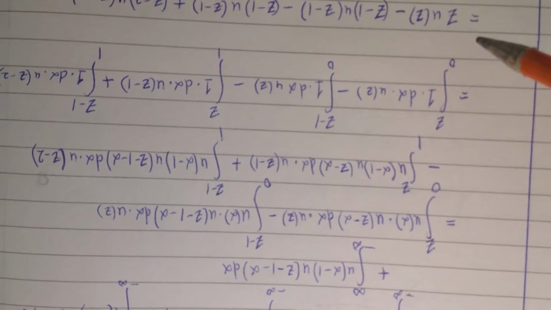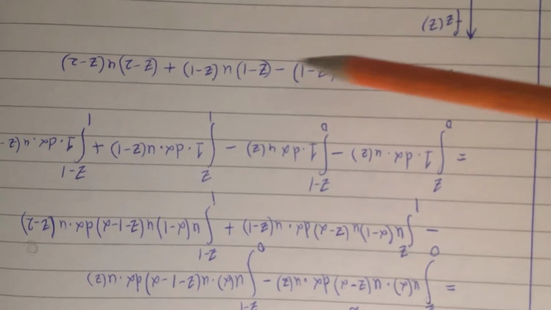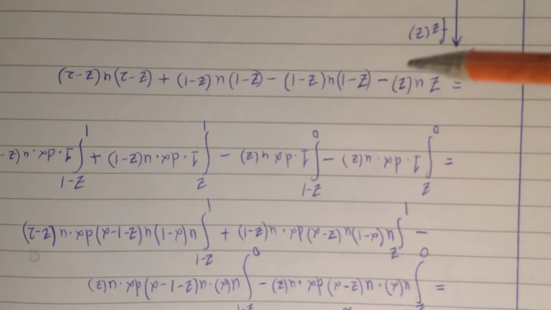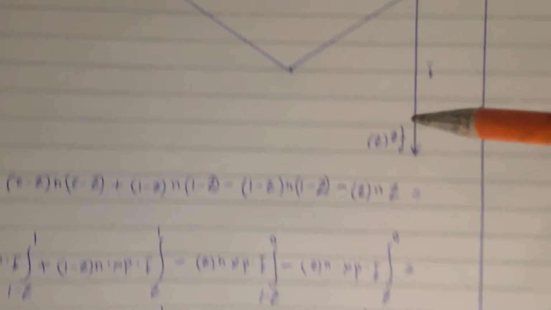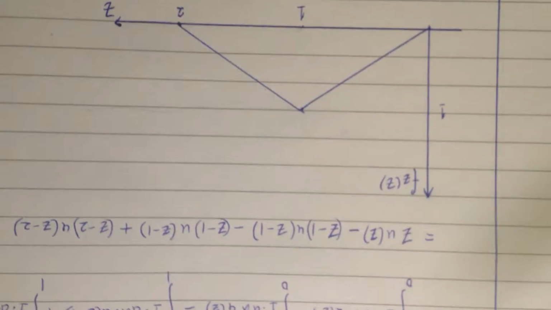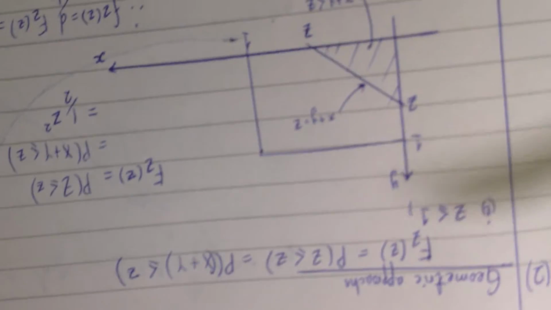So after that, it becomes a simple integration, which results in a function of this form. So this function of this form, when represented graphically, is simply something of this sort. Now for the next part, we are asked to use the geometric approach.